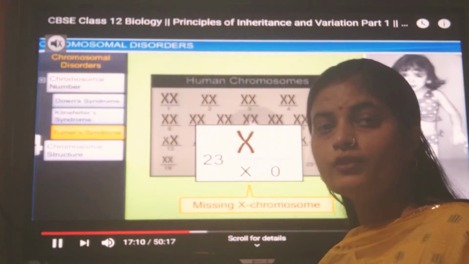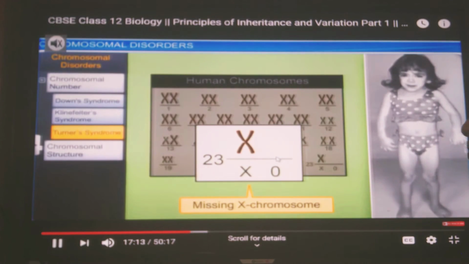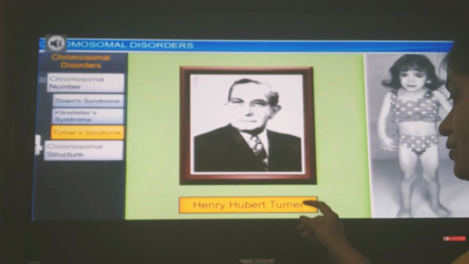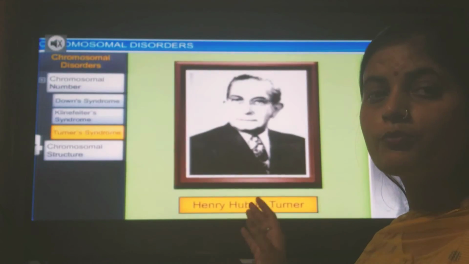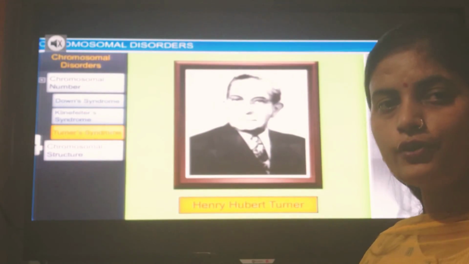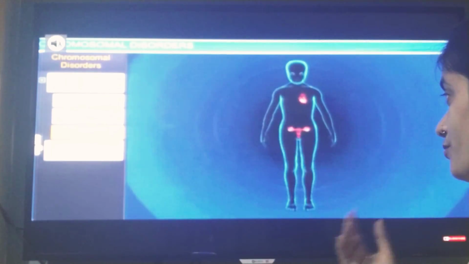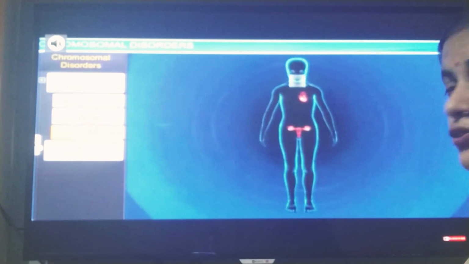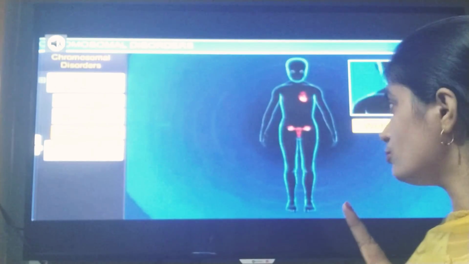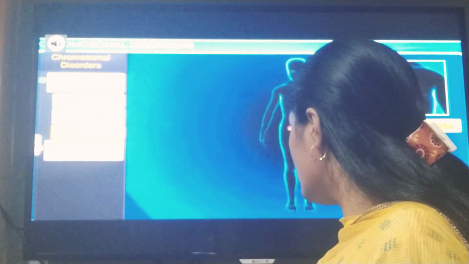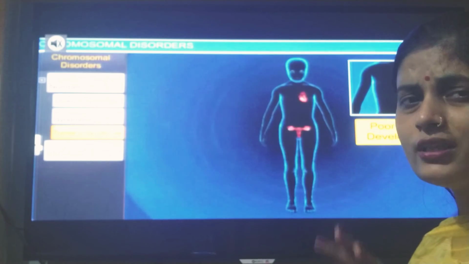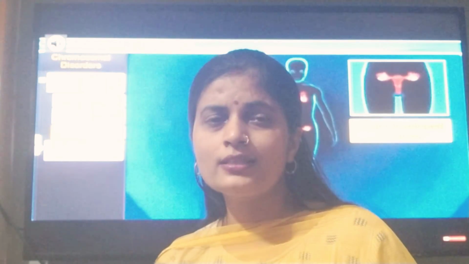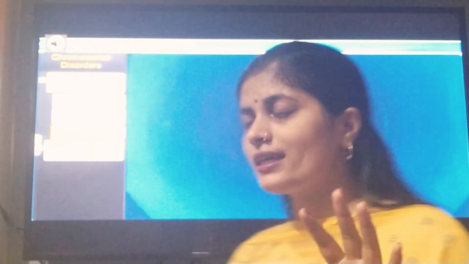Let us see the features of the person suffering from Turner syndrome. First, it was discussed by Henry Hubbard Turner. This name is not important from your board exam point of view. If needed, you can prepare it. Features of the person who is suffering from Turner syndrome: because it is having only one single X chromosome, all the feminine development will be poor in this case. The female will be sterile in this case.